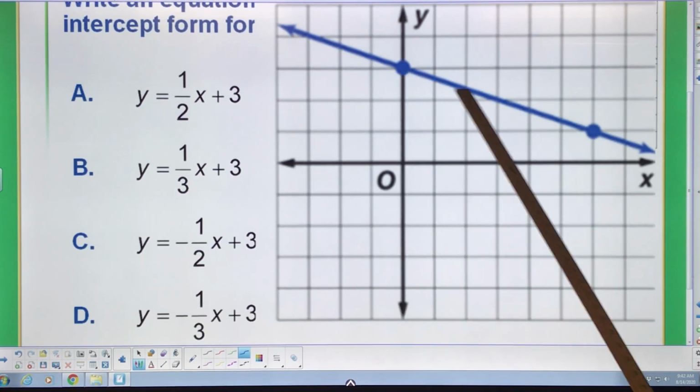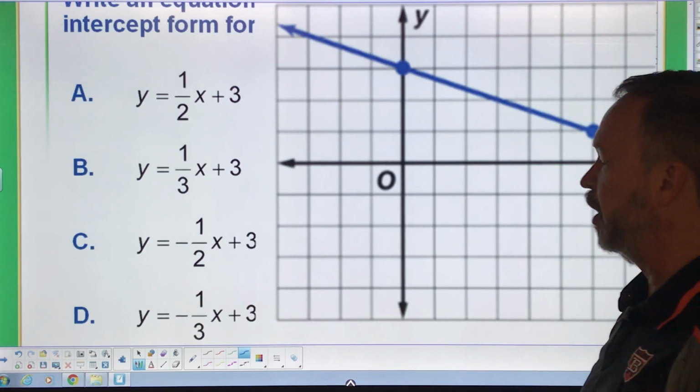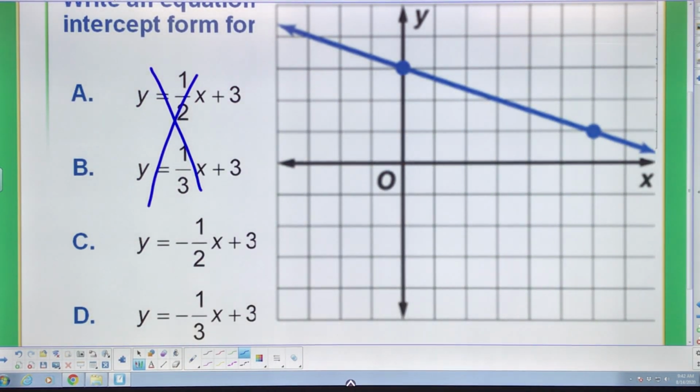What kind of slope is this? Positive or negative? Negative. So it means the first 2 are not even plausible. Can't happen. They got positive slopes. Notice the y-intercepts are the same in both of those. They're at 3, so that doesn't help me.